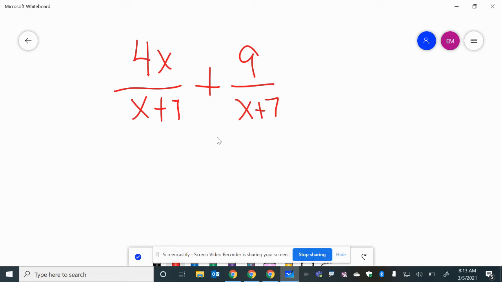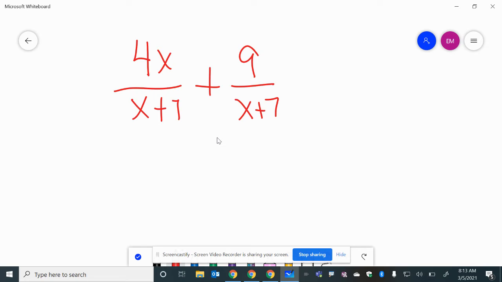Remember, a rational function is just a function that has a numerator and a denominator, both with a variable, or one may have a constant and the other one will have a variable. Either way, you're going to have a fraction.